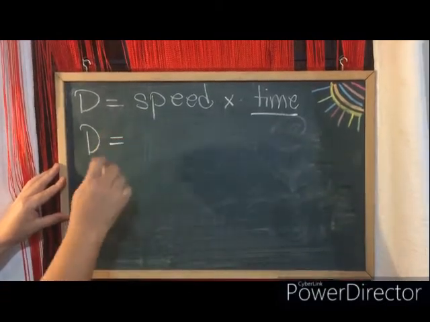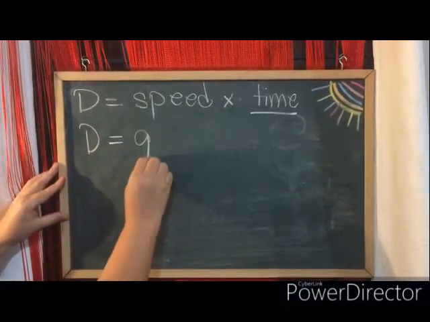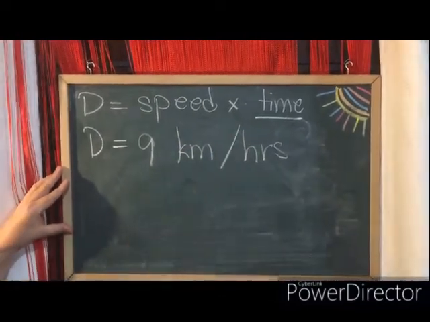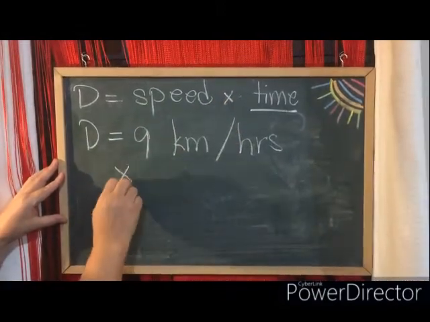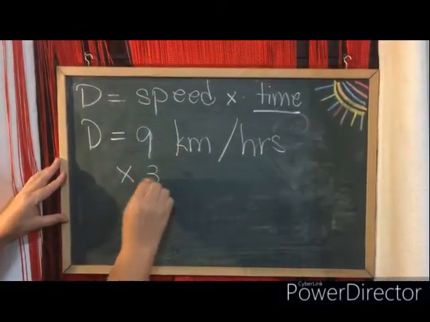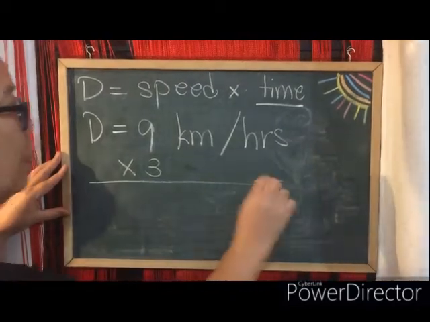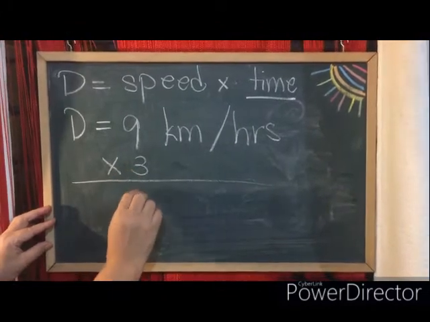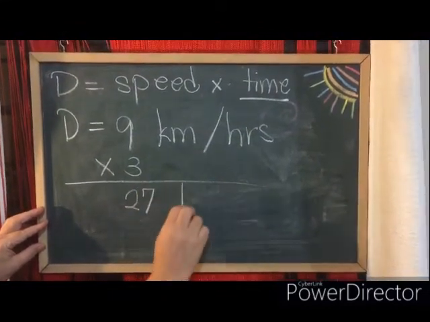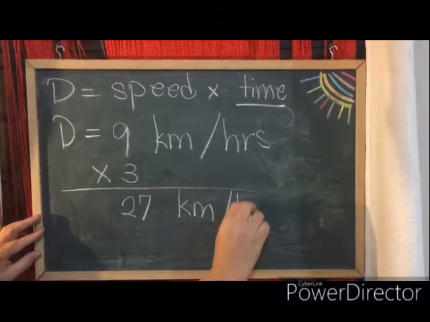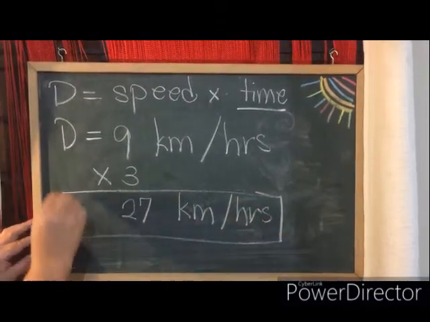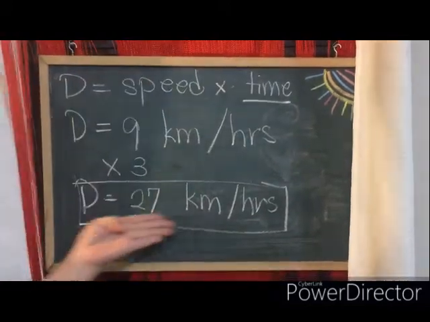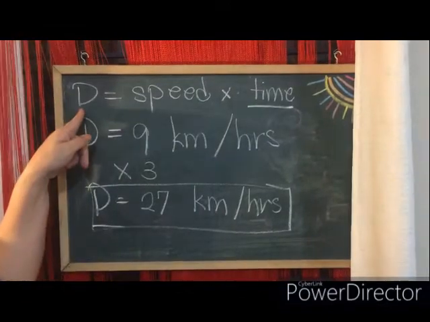Now, distance is 9 kilometers per hour times 3. So, you have to multiply. 9 times 3 is 27 kilometers. So, this is the distance.